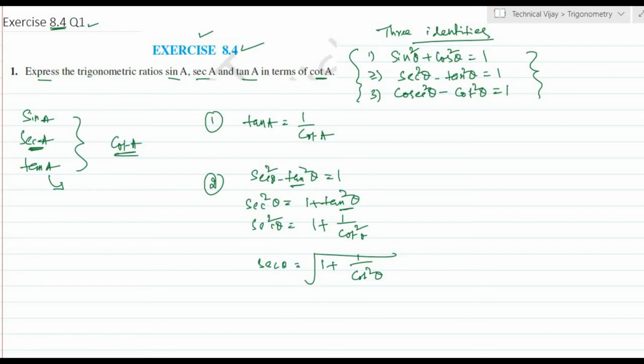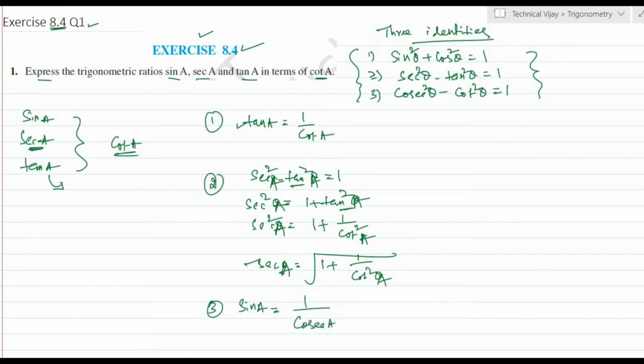So secant theta we have written, tan theta we have written. Third one, that is sin A, that is sin theta. The angle we have taken as theta here, but you have to take A only. So secant square A minus tan square A equals 1. Now sin A, we know, is the reciprocal of cosecant A.